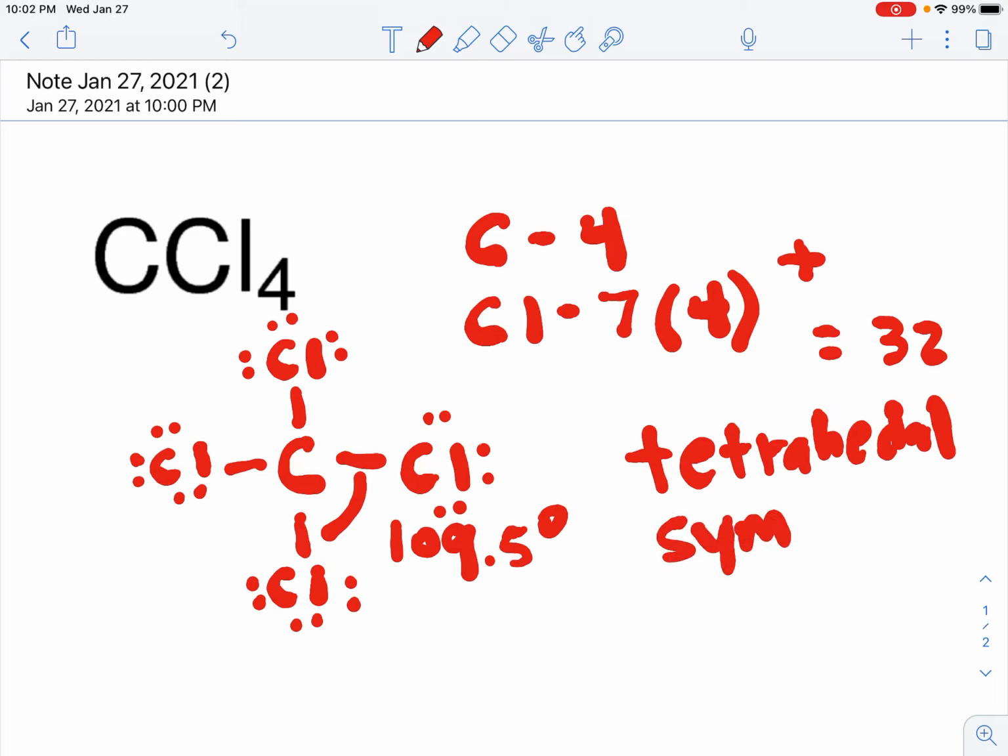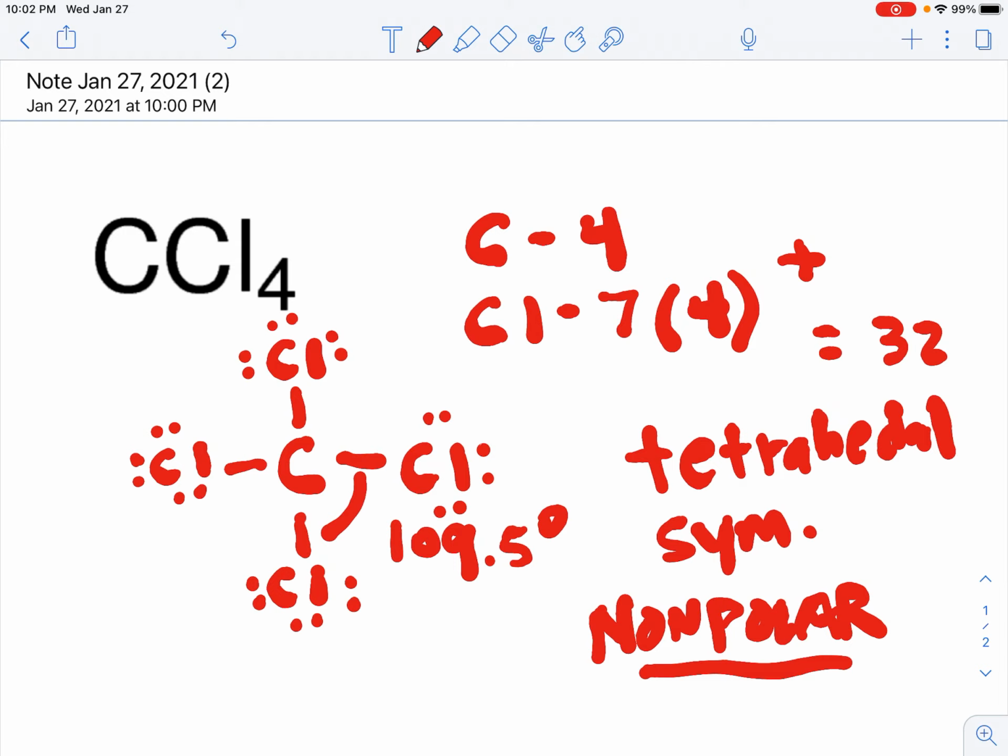And perfectly symmetrical means that it is nonpolar. This is a nonpolar molecule, even though I have polar bonds. And that is my carbon tetrachloride Lewis dot structure with polarity.